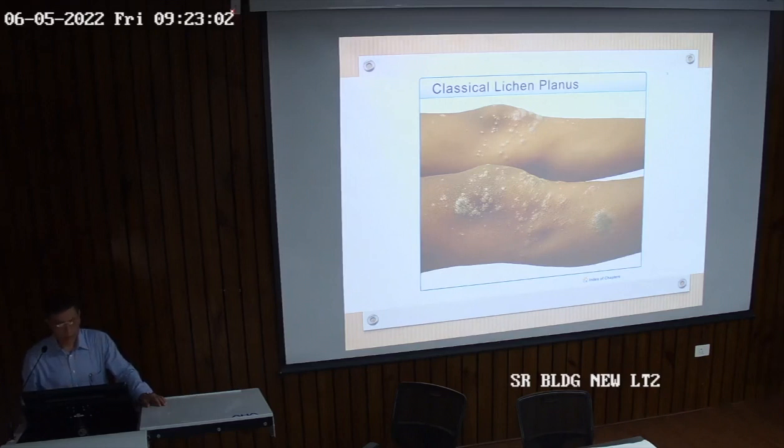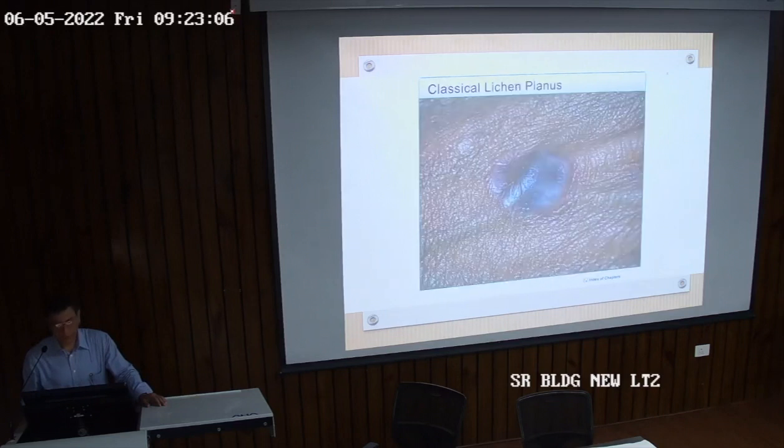So lesions are a bit shiny, flat-topped, violaceous. This is a single lesion of lichen planus. So it's violaceous, I think you are able to appreciate the color in this photograph. It's flat-topped.